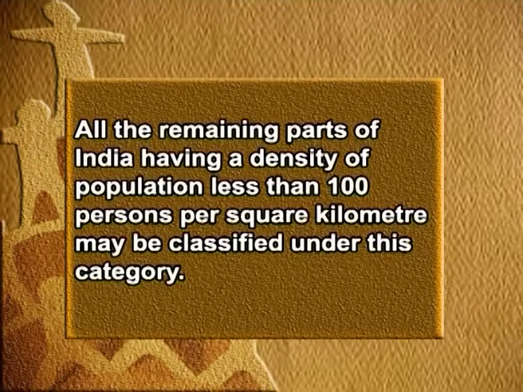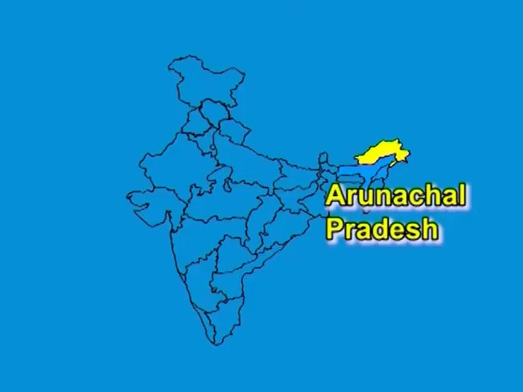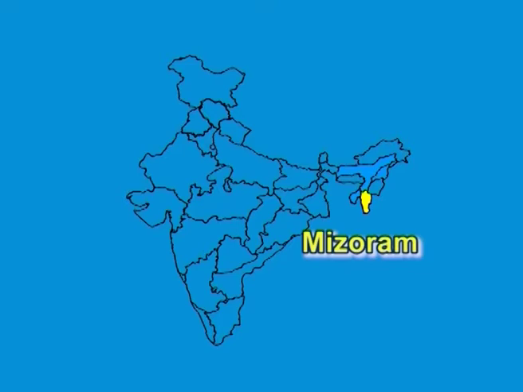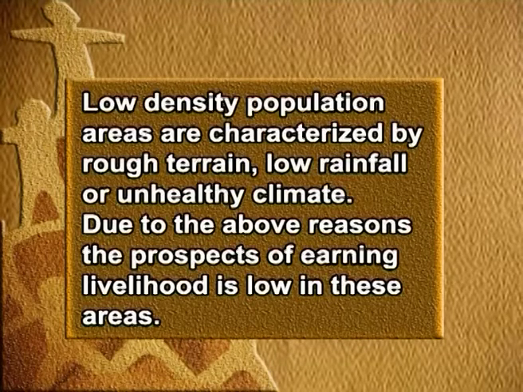All the remaining parts of India having a density of population less than 100 persons per square kilometer may be classified under this category. The states and union territories falling under this category include Arunachal Pradesh, Mizoram, Sikkim and Andaman and Nicobar Islands. Low density population areas are characterized by rough terrain, low rainfall or unhealthy climate.